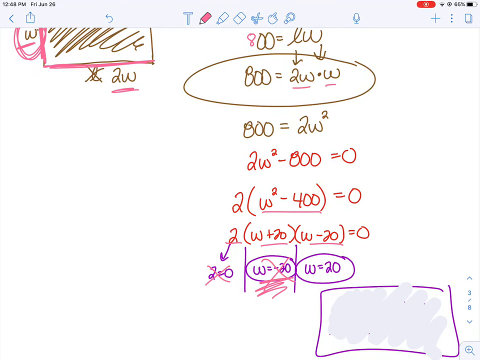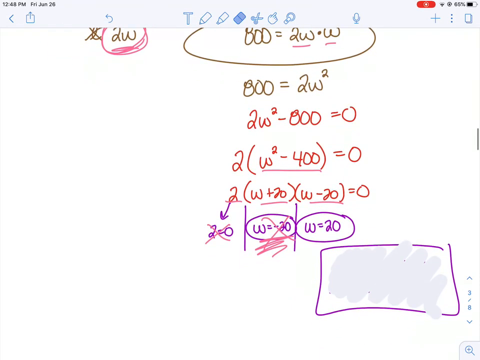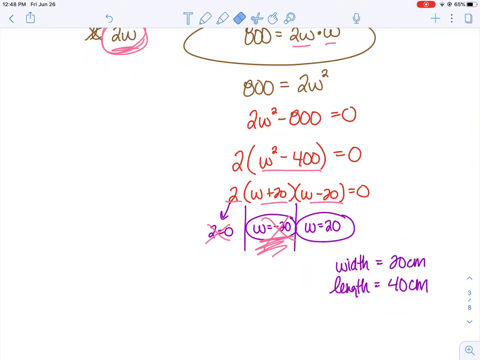Now, if my width is 20 centimeters, then what does that make my length? Remember, doesn't it say that the length is twice the width? So if the width is 20, well then that would mean that the length is really 40. We're going to label it appropriately. We're going to say that the width is 20 centimeters and the length is 40 centimeters.